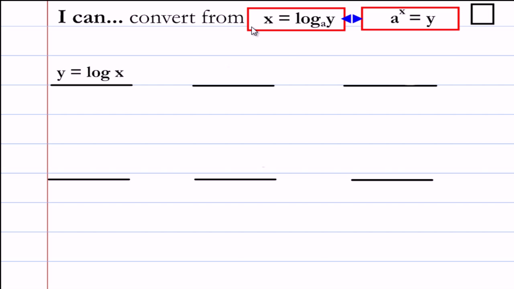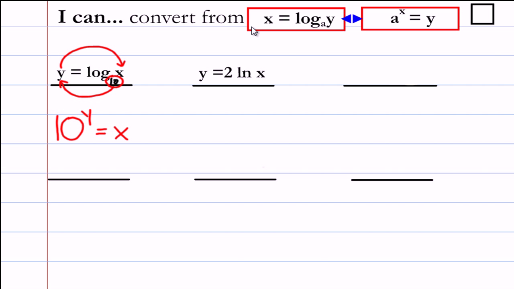y equals log of x. The base on this is 10. If you see a log with no base written explicitly, you can assume that it's a 10. Start with the base, go across the equal sign to get its neighbor in the other form. So in exponential form, we have 10 raised to the power of y. Then we come back and pick up the last term.